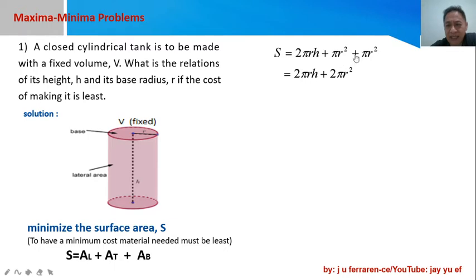So these terms are similar, so we can combine. So 2 pi rh plus 2 pi r squared. Now, this involves two independent variables, the r and h. Your r appears twice, and your h is appearing once, with the power of 1.